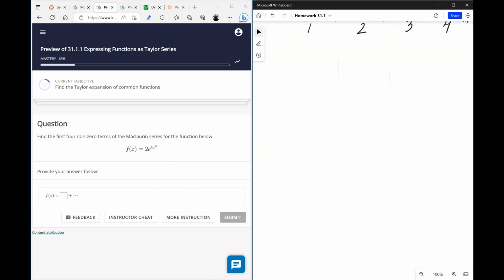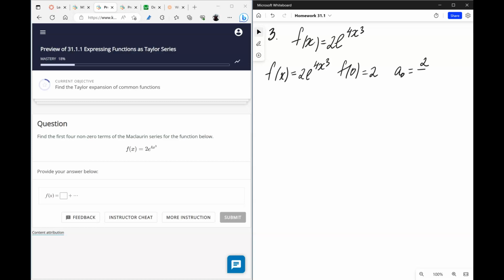All right, so problem number 3. And once again, I am going to attempt to do the right thing here. And the right thing is to compute the coefficients one by one. So we start off by taking the function and then evaluating function at 0. So at 0 it will be equal to 2. So the 0th coefficient will be 2 divided by 0 factorial. 0 factorial is 1, by the way.